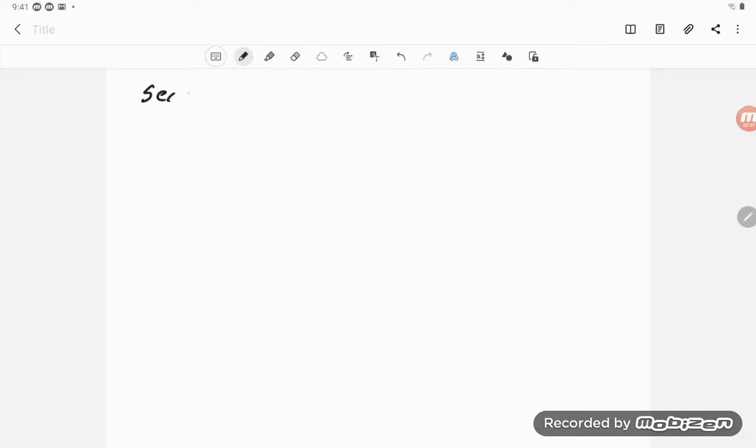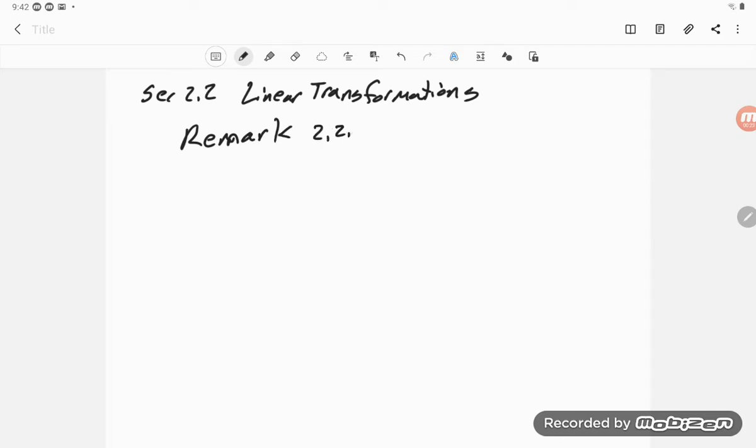Okay, this is section 2.2, and we're still looking at linear transformations. Right now, we're going to look at remark 2.2.1, because actually they pack a lot into that, and I'm going to use a little bit different notation than they're using. They use the F, I'm going to use R.